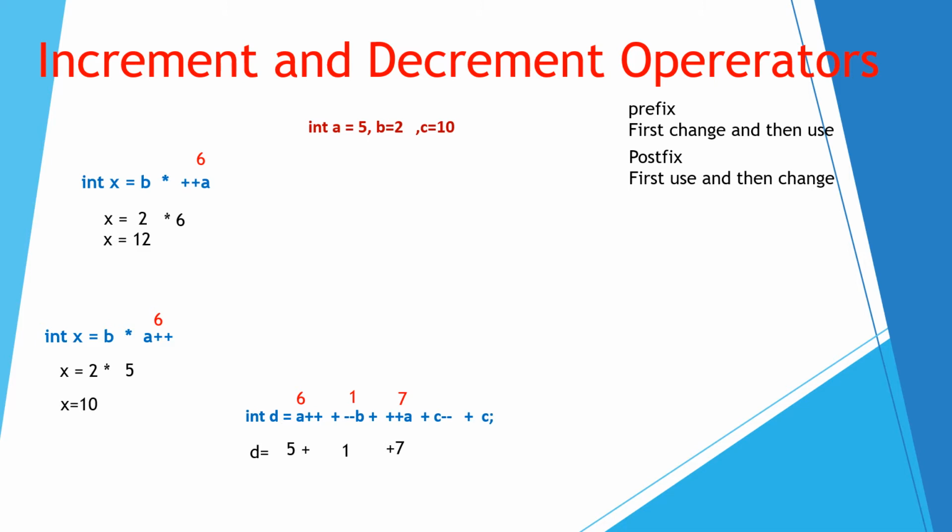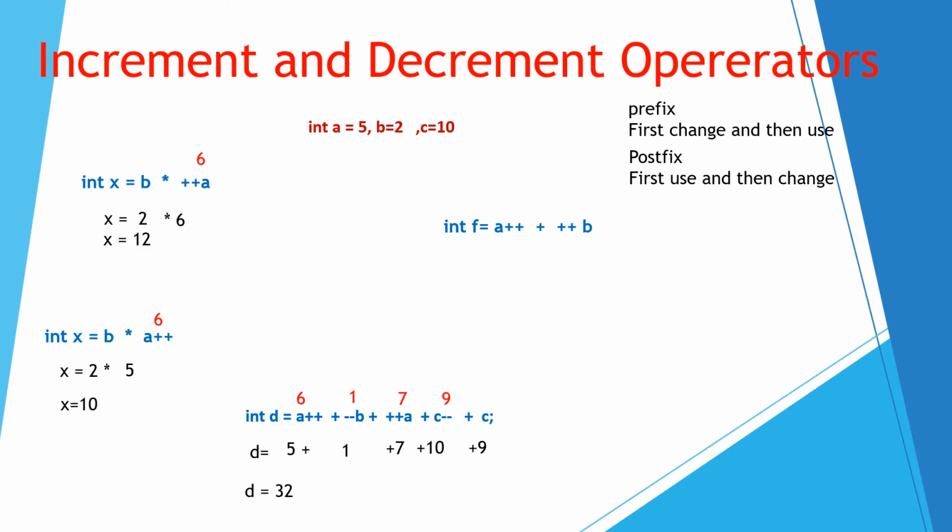Plus c minus minus. C's value was 10 and this is postfix. So first we will use it and then change. 10 minus 1 it will become 9. And in the next value, when we are saying C, it is symbol C, not minus minus or plus plus. So symbol C, the value will be taken as 9. So like this, the equation will be done. And we will get the answer as 32. 5 plus 1 plus 7 plus 10 plus 9. It is 32.